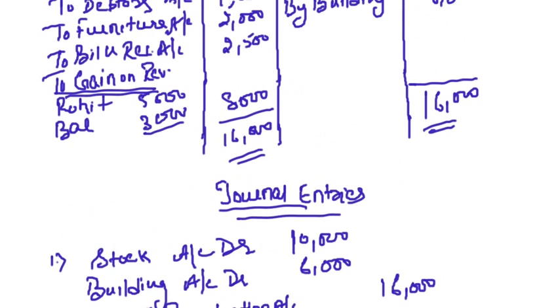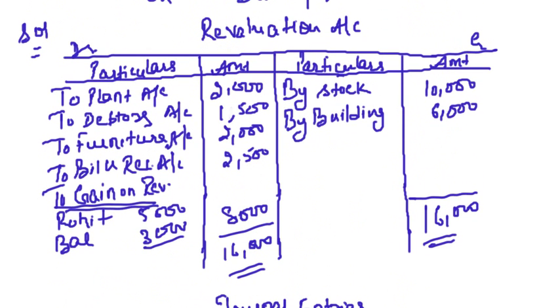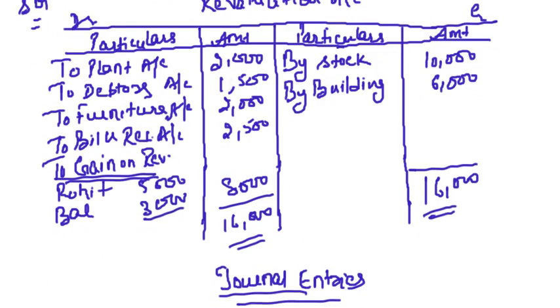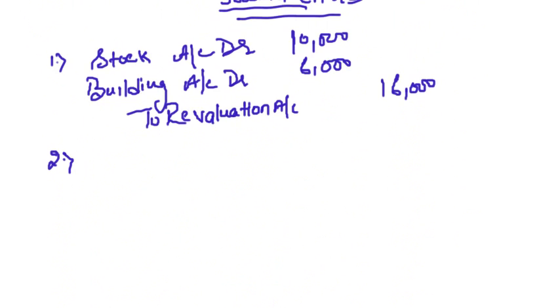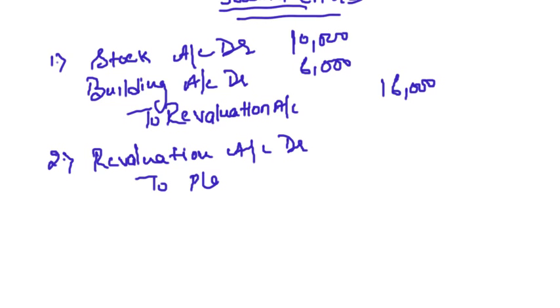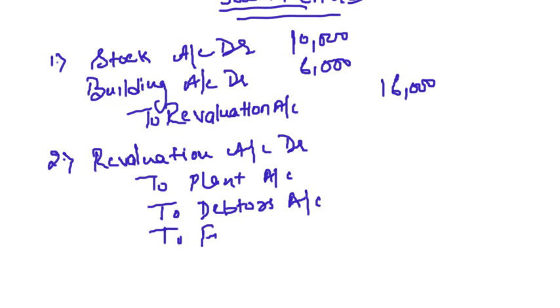Next, the assets which depreciated. Revaluation to plant, debtors, furniture and bills receivable. So I'll say revaluation account debit to plant account, to debtors account, furniture and bills receivable.